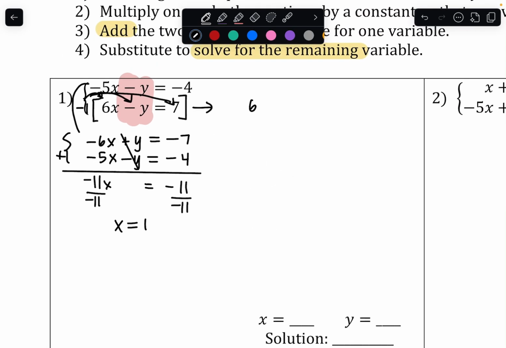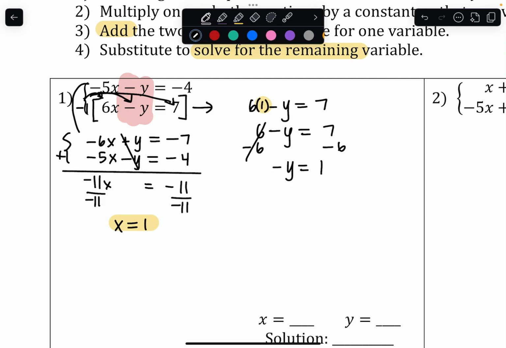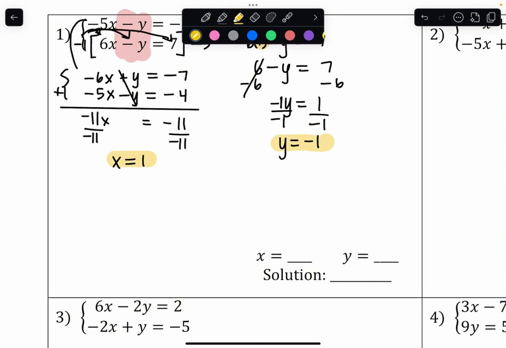I'm going to use this bottom equation, the original 6x minus y equals 7, but now we know x is 1. We just found x was 1. And so that becomes 6 minus y equals 7. I subtract the 6 from both sides. So I get -y, which is technically -1y equals 1. Divide both sides by -1, and we get y equals -1. Okay, and so x is 1, y is -1. My solution is 1, -1.